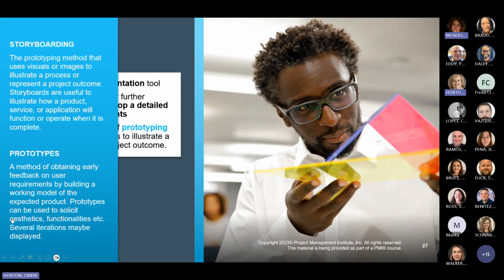Additionally, storyboards are useful visuals to illustrate how a product, service, or result will function and move from one state to another. This is a common tool used in the advertising and entertainment industries to depict various scenes.